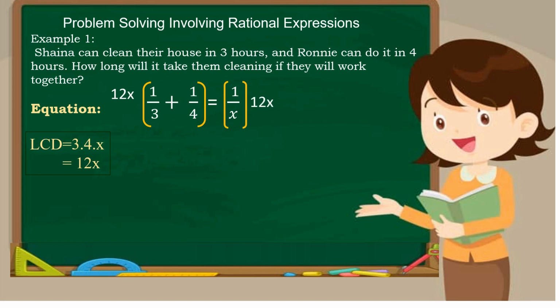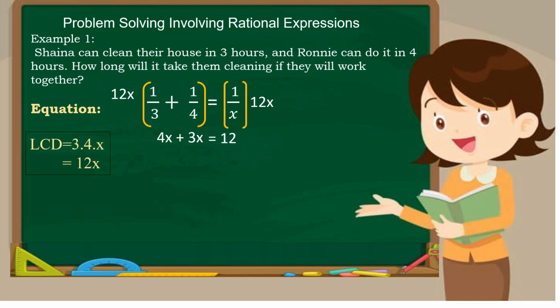Ayan. Okay, 12x times 1 over 3. Distribute na natin. Okay, 12x times 1/3. The 12 over 3 will give us 4x. Diba? 12x times 1 over 4. Okay, is 12x over 4. Ano yung 12 divided by 4? 3x. Okay? Equals, multiply din natin to. 1 times 12x over x. So, 12x divided by x is equal to 12.